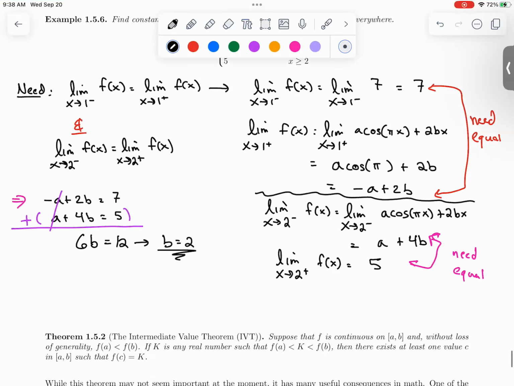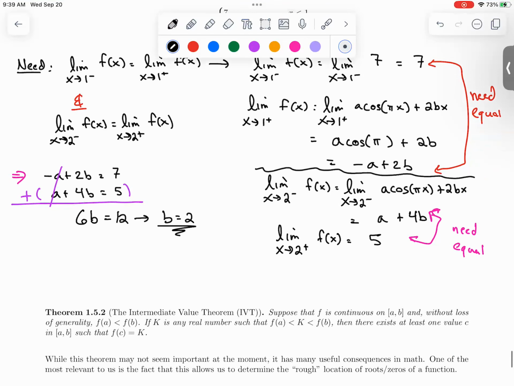And then we can use either equation, the first one or the second one, the negative a plus 2b is equal to 7, or the a plus 4b is equal to 5. We can use either one to solve for a by plugging in 2 for b. So I'm just going to use the first one. So negative a plus 2 times 2 is equal to 7. That gives me negative a plus 4 is equal to 7. So negative a is equal to 3, which gives us a is equal to negative 3. So a is equal to negative 3, b is equal to 2.